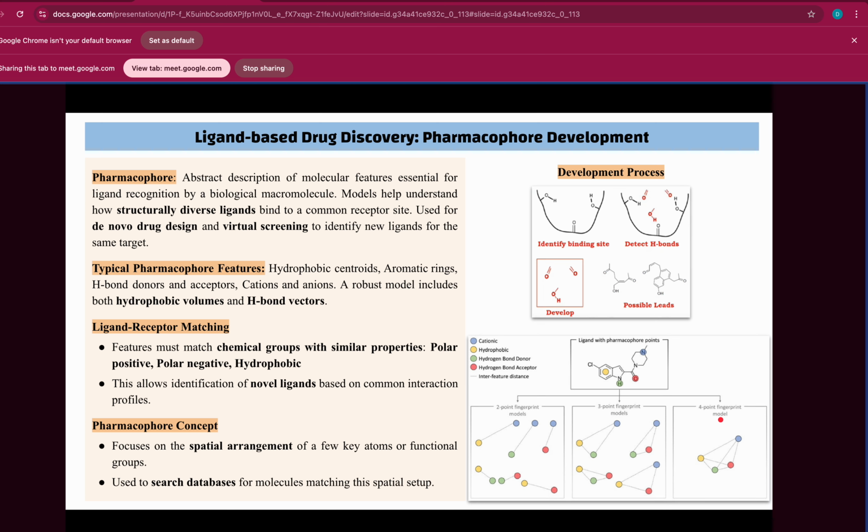Okay, so this comes under pharmacophore models. So in pharmacophore, we are only focusing on the main groups which are responsible for the different interactions.